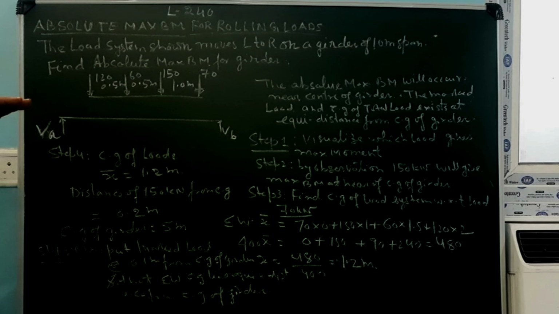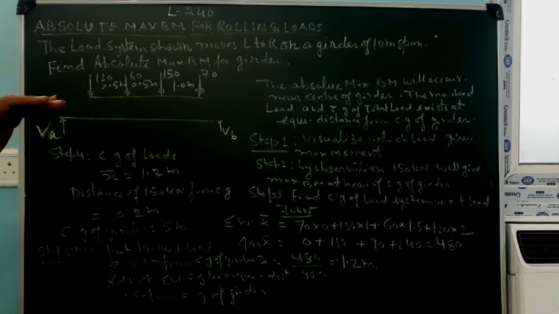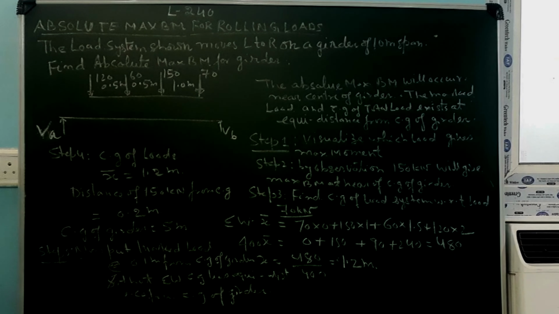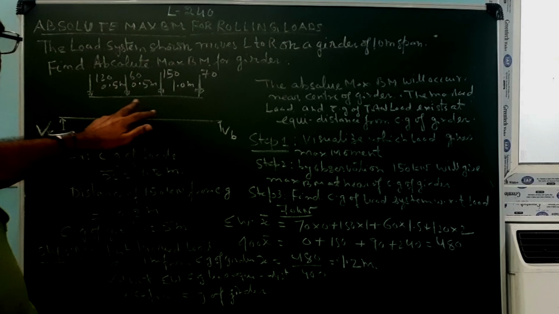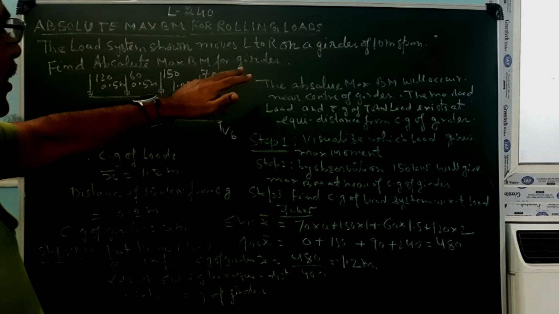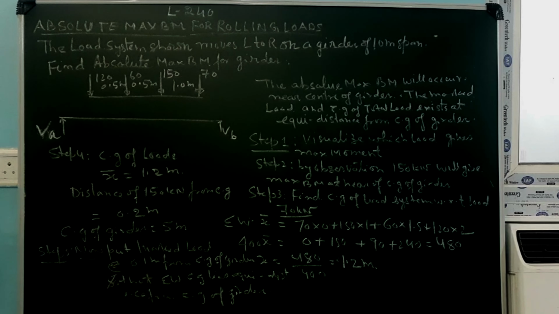We'll follow the calculations stepwise so that you can visualize and understand very smoothly. Let's take an example: the load system shown like this moves left to right on a girder of 10 meter span. Find the absolute maximum bending moment for the girder. This type of question can be asked in your BTech exam. So let us begin.